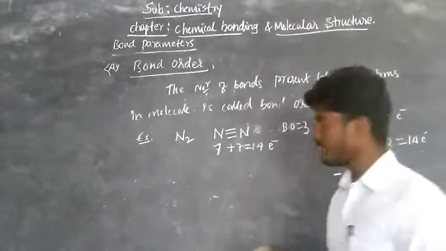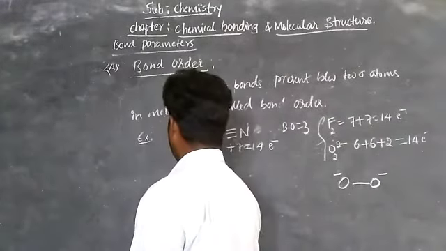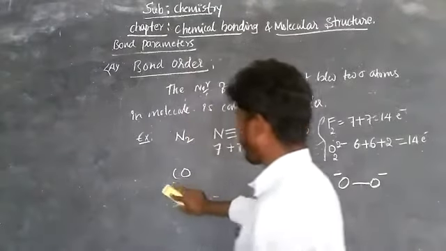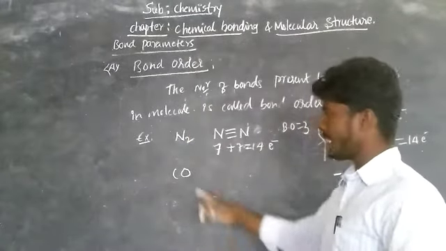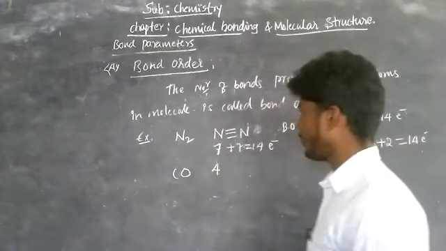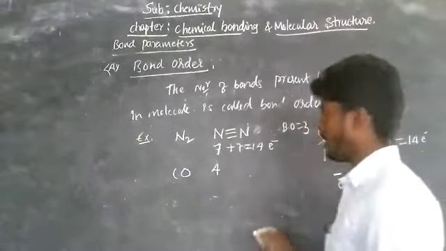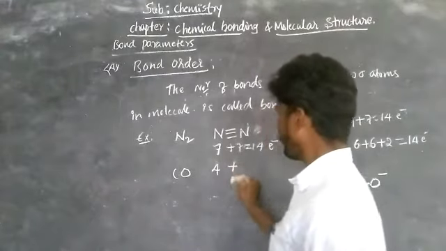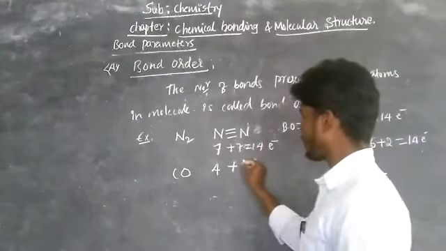Now observe, I will take CO, carbon monoxide. The first atom is carbon and the second one is oxygen. The carbon has only 4 electrons, plus oxygen has how many electrons? 6 electrons.